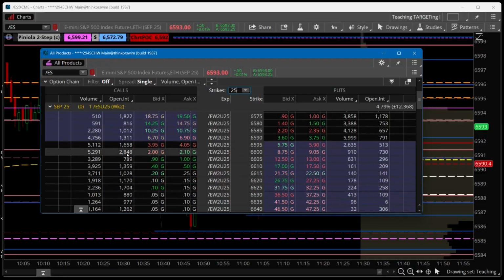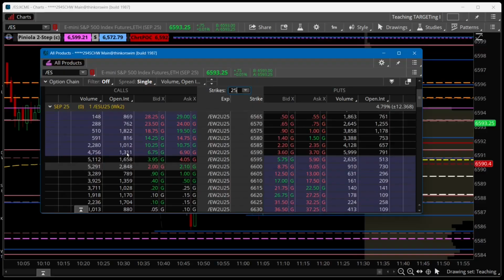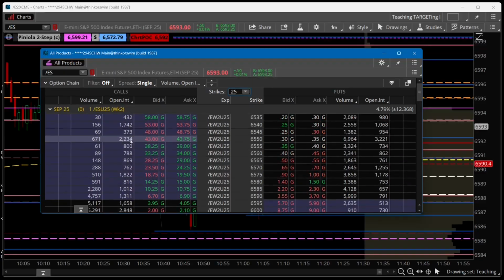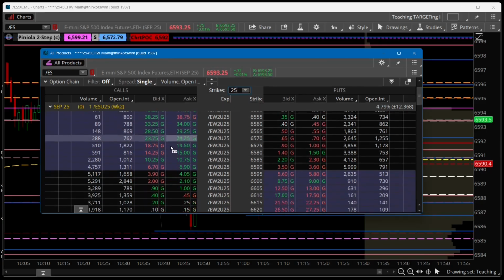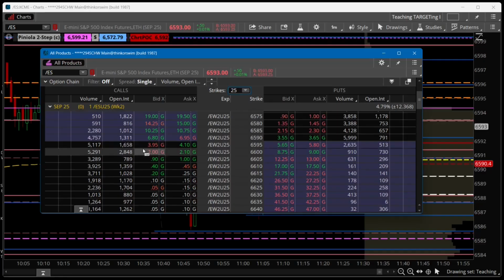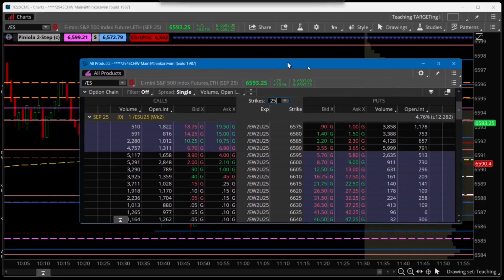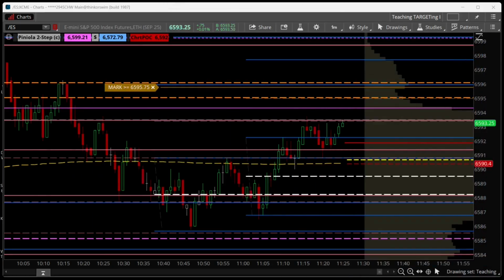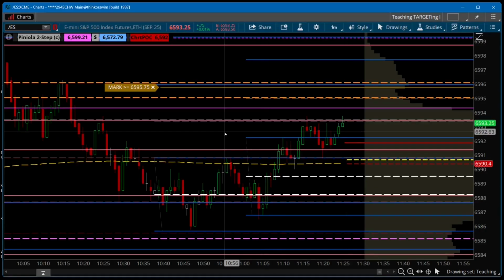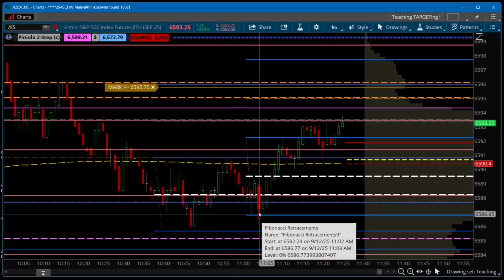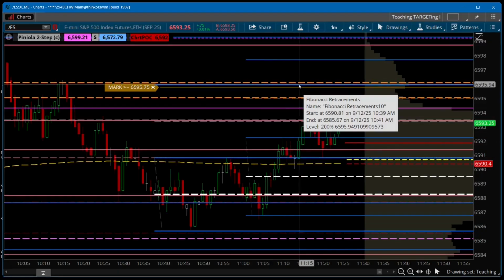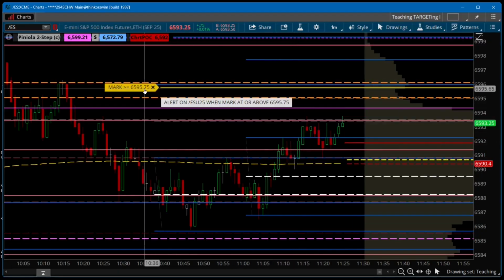Open interest, the highest one is 6,600, and 65.50. So there is a good chance we're going to end up right around the 6,600 area, or at least try to get back up there and let some of those people out. But the people that just bought here, that's what they're shooting for, at 65.95.